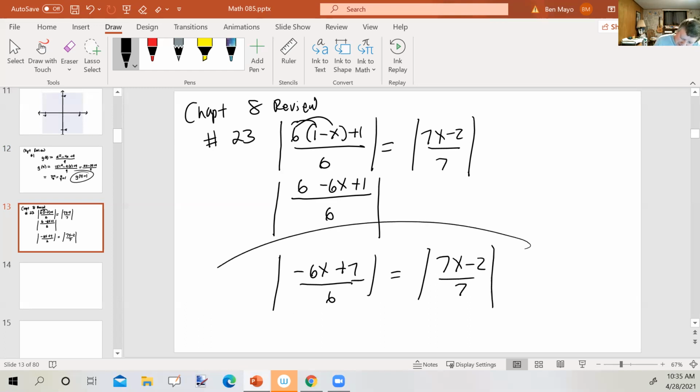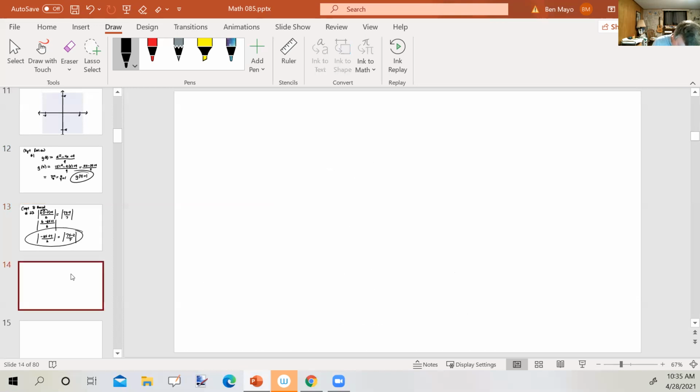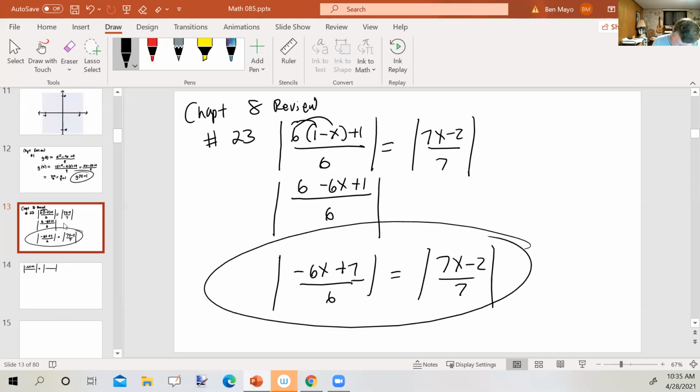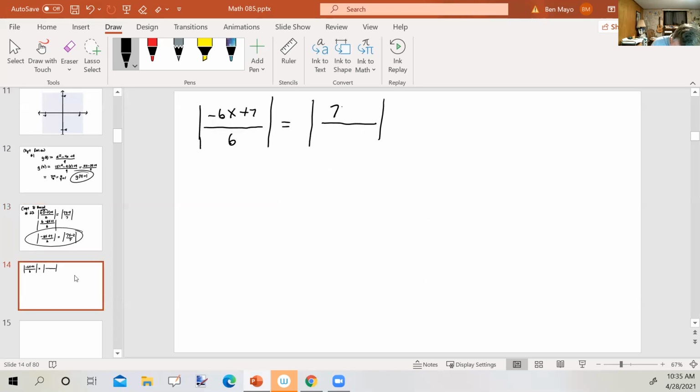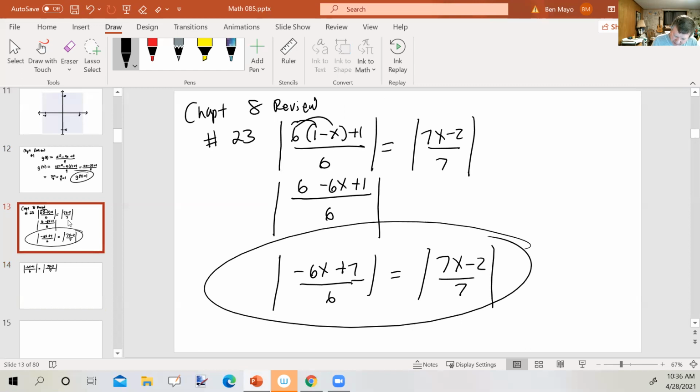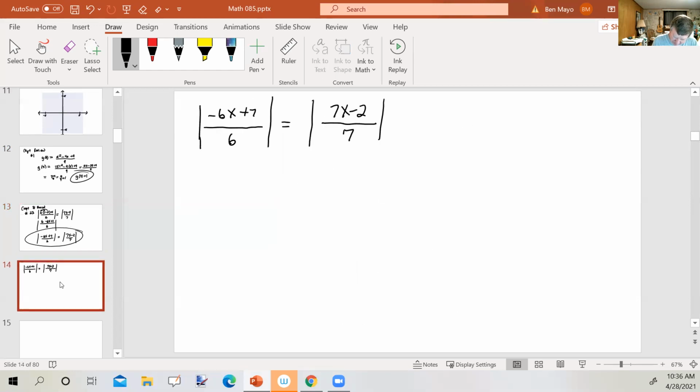All right, now I'm going to take this and recopy it on the next page because I'm using up a lot of room here. So we've got negative 6x plus 7, all over 6, equals the absolute value of 7x minus 2 over 7. I'm going to make sure I've recopied that correctly. Okay, we've got 6 minus 6x plus 1, that's negative 6x plus 7 over 6.